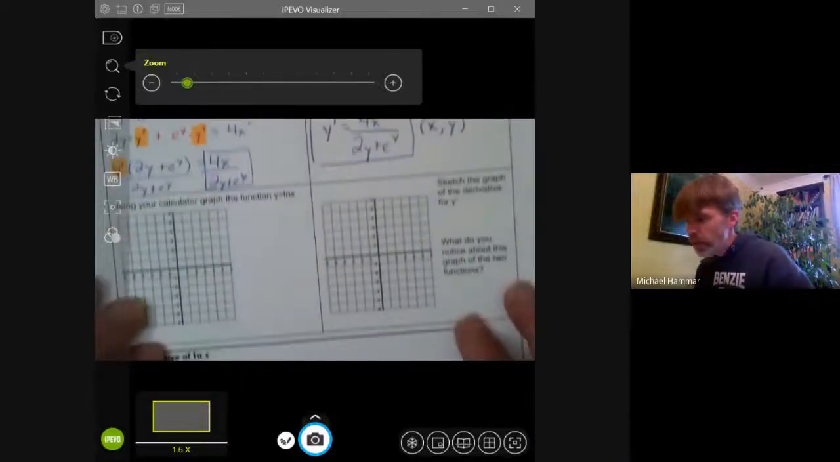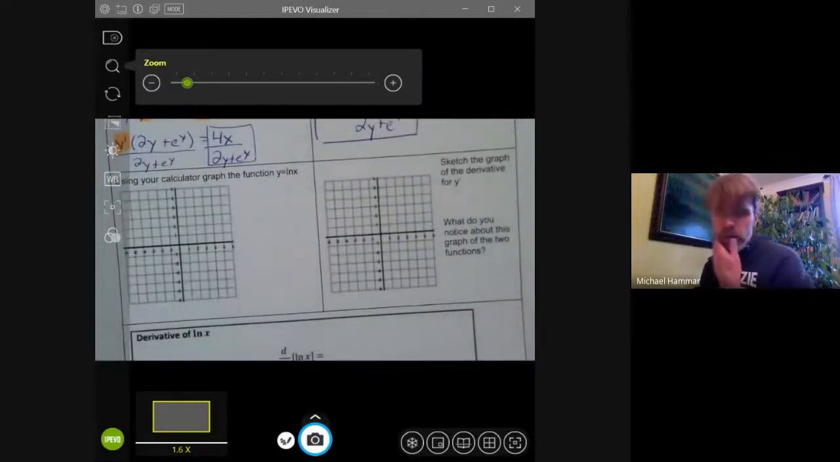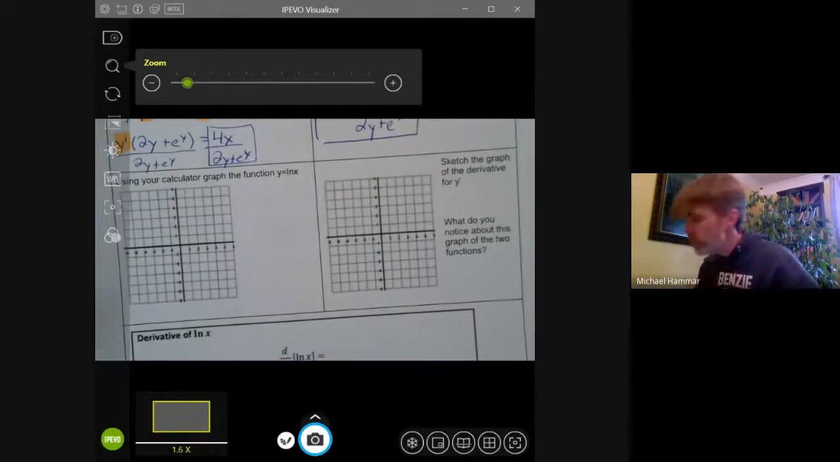So now, let's move on to the next one. I'd like you now to do kind of the same thing we did with e to the x. I would like you to use your graphing calculator and graph natural log of x, and then graph the derivative of it. And then let's just talk about what those things look like and talk about some restrictions that we do have.